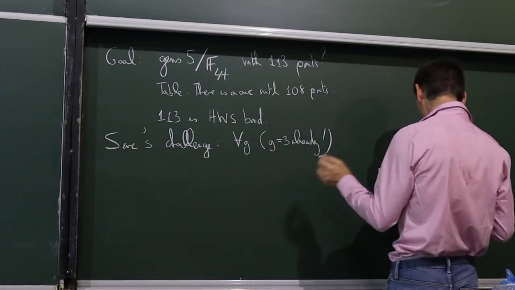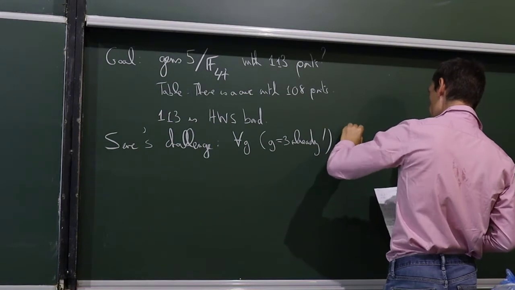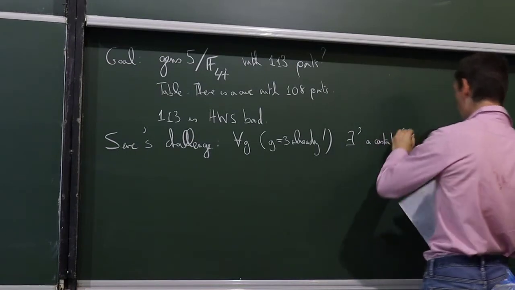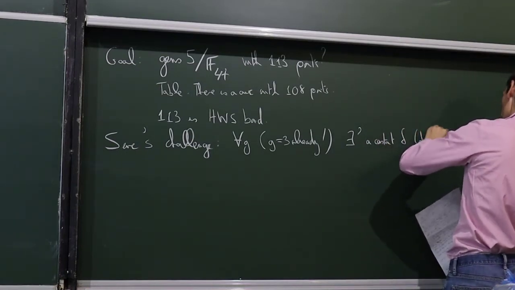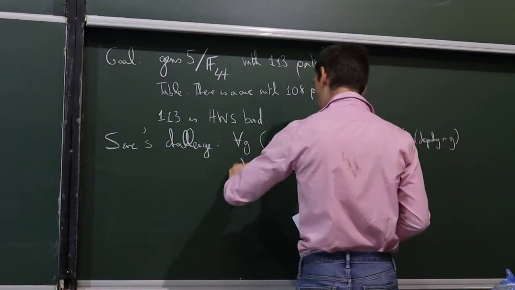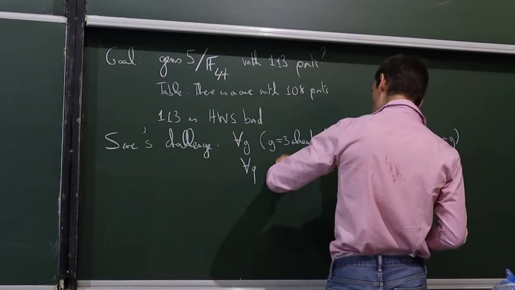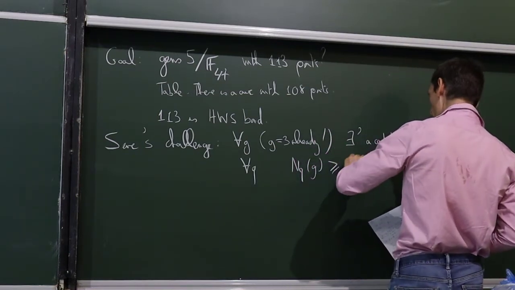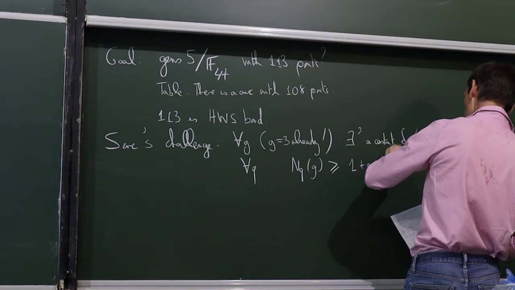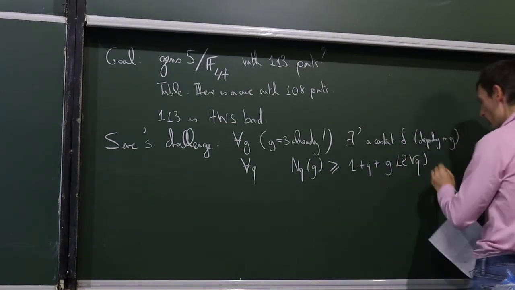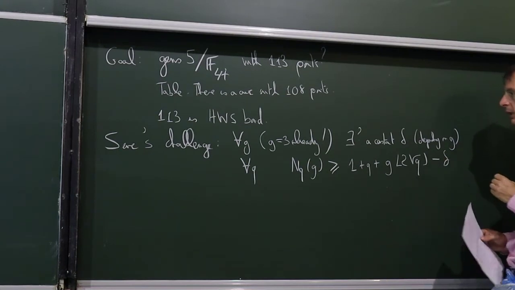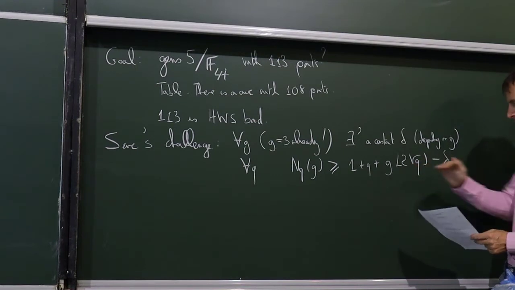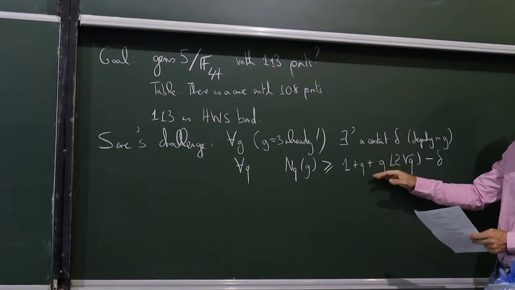would be to prove that there exists a constant delta, depending only on g, such that for all q, N_q(g) is greater or equal to 1 plus q plus g times the integral part of 2 square root of q, minus delta. So what it means is that up to something bounded for each genus, the Hasse-Weil bound is quite optimal.